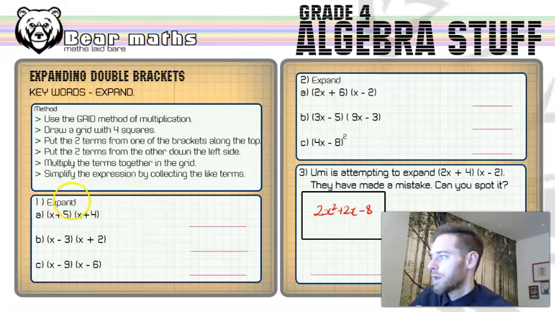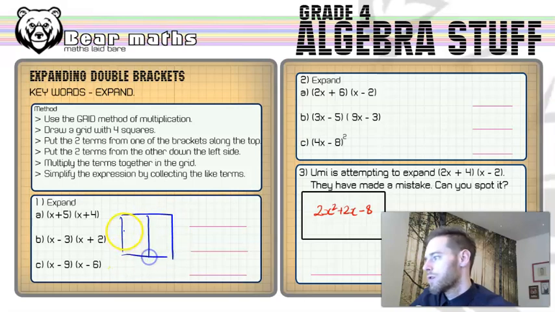Right. So question number 1: expand this. This is one of the easiest questions you'll get on expanding double brackets because everything in it is positive. So I'm drawing a grid with 4 squares. Put the 2 terms from one of the brackets along the top. I'm going to choose the first one, x plus 5, and then put the 2 terms from the other down the left hand side. So that's the second one, x plus 4.